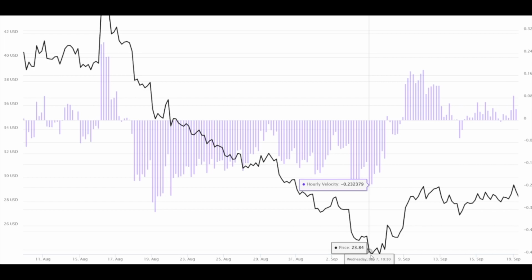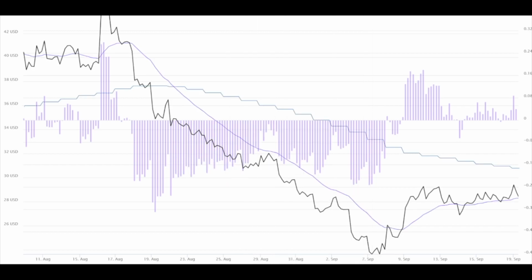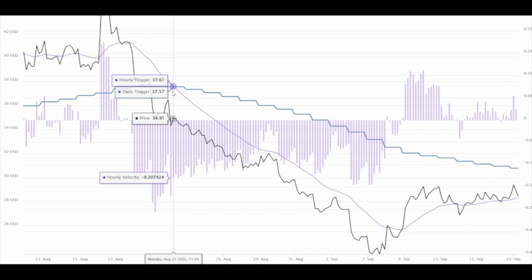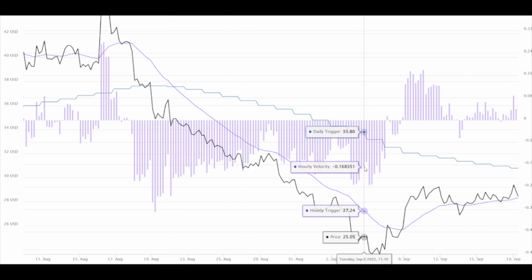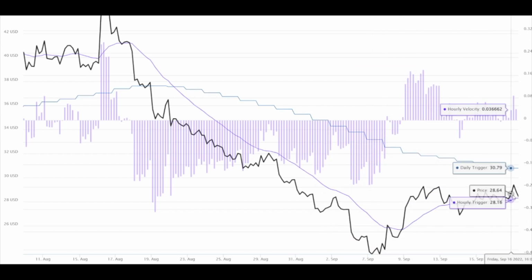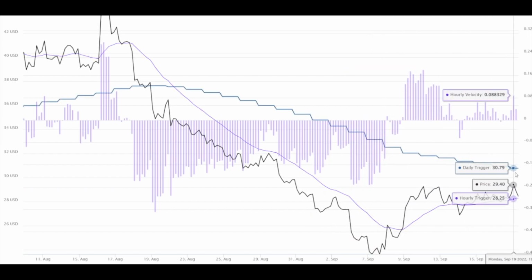And you can see immediately, once you have your magic number 3, so 1, 2, 3, it tells you that the sell program is over and that we can expect this to be the bottom of this leg down. If I bring on the hourly trigger and the daily trigger, you can see that the crossover that happened right here is when the sell program was turned on.